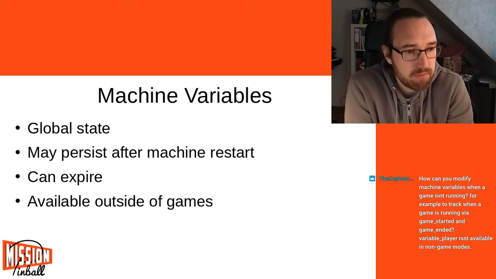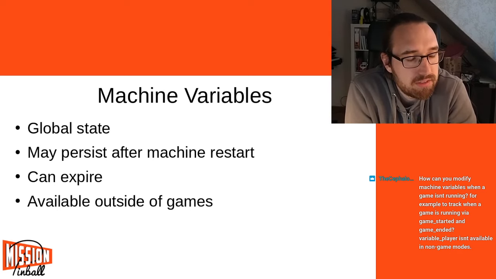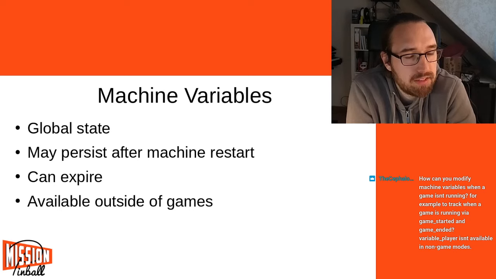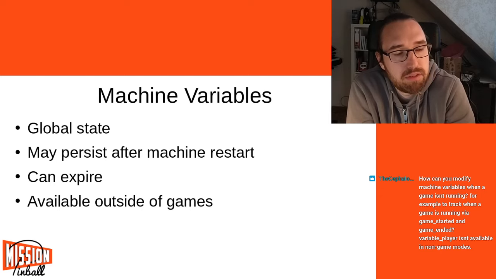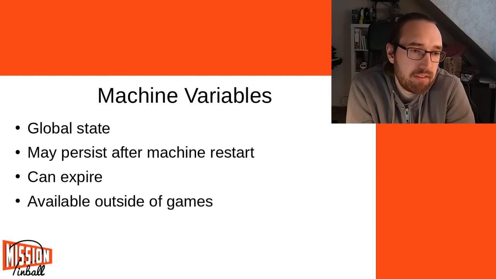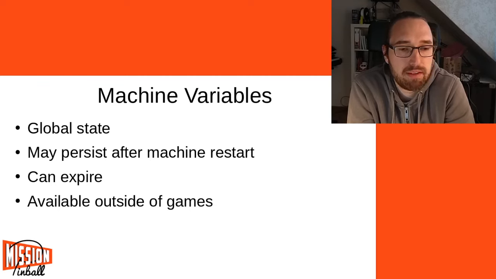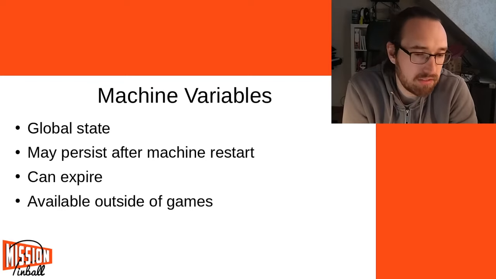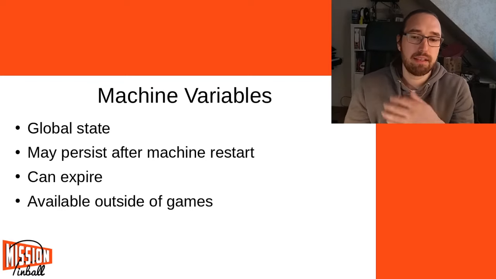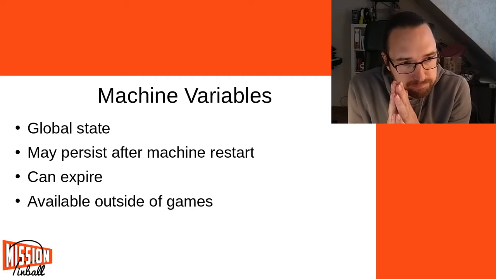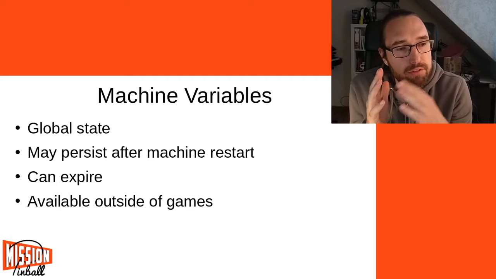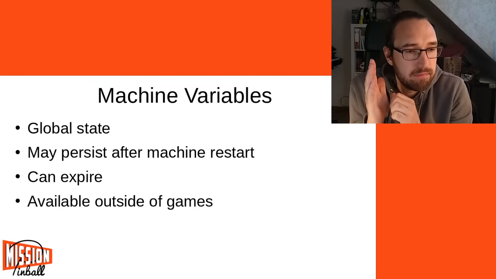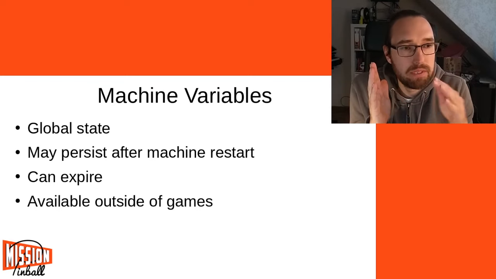How can you modify machine variables when a game isn't running? For example, to track when a game is running via game started or a game ended. A variable player isn't available in non-game mode. Yeah, that's actually not really possible. So you cannot access player variables outside of a game. But for example, game start. So if you look at the life cycle of modes, its first event is mode will start.